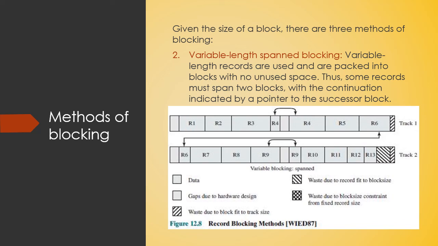Variable length spanned blocking. Variable length records are used and are packed into blocks with no unused space. Thus, some records must span two blocks, with the continuation indicated by a pointer to the successor block. Notice that there is no internal fragmentation.